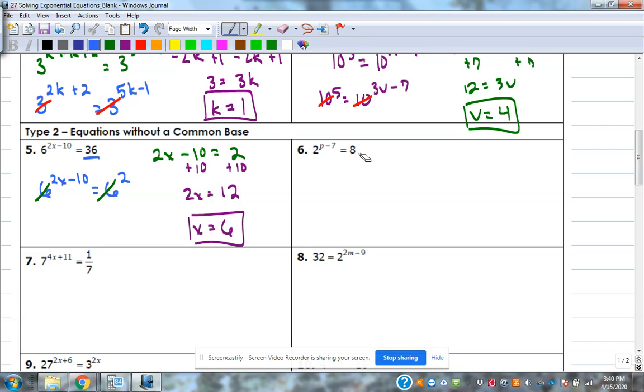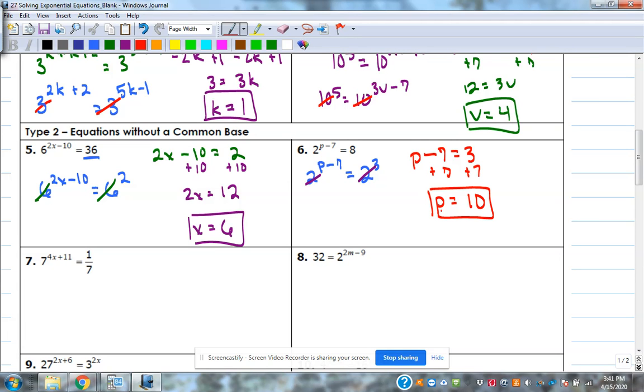2 times 2 is 4, times another 2 is 8, so that's 2 to the 3rd power. So we've got 2 to the p minus 7 equal to 2 cubed. Drop the 2s, and we get p minus 7 is equal to 3. Add 7 to both sides. My brain is doing the work before my hand is. Get 10 as a solution.